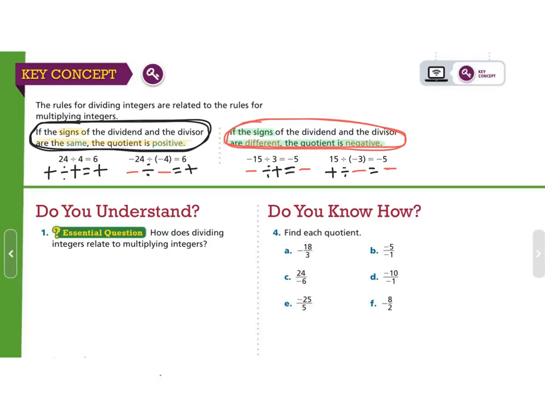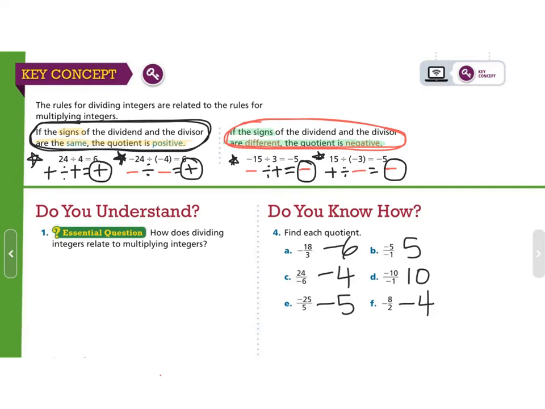Make note of the key concept. The rules for dividing integers are related to the rules for multiplying integers. In other words, they're the same. So if you look here at the two examples for each of those, if the signs are the same, the quotient is positive. That's this right here and this right here. So two negatives or two positives will produce a positive answer. However, if the signs are different, as you see in the third and fourth examples here, the answer is negative, just like with multiplication. Now I want you to try question 4 and come back and check your answer.